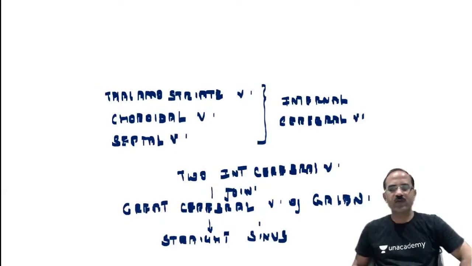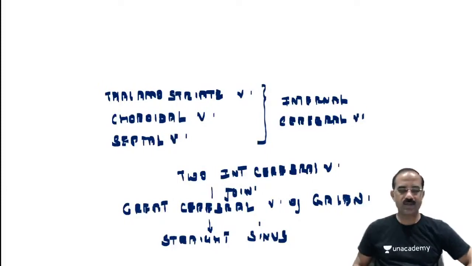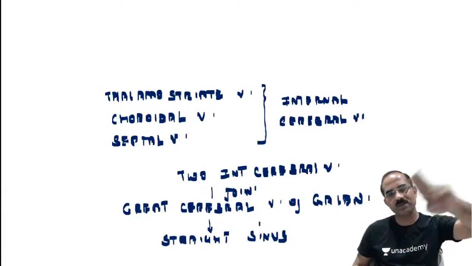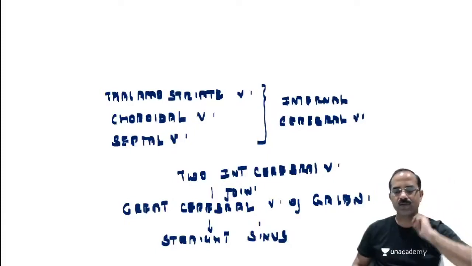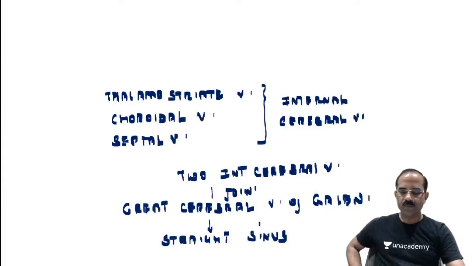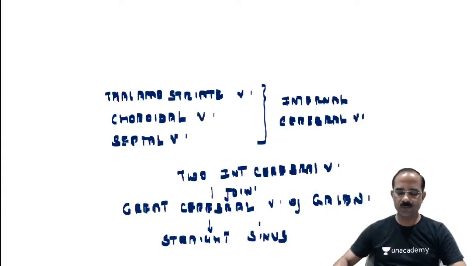This great cerebral vein of Galen drains into the straight sinus. Right, where was the straight sinus lying? In the tentorium cerebelli. So that's the great cerebral vein of Galen. Is it clear, children? This should be perfect, and this is very important. I'll show you the slide once again.